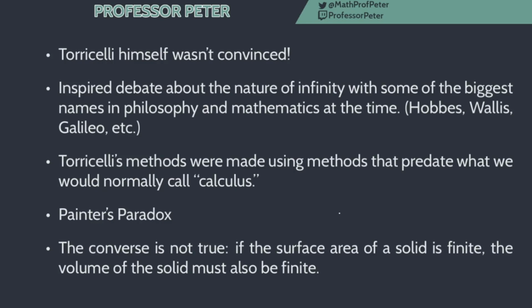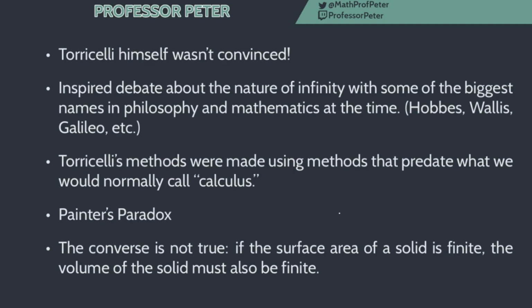This also inspired something called the painter's paradox, which is essentially this. Since we have a finite volume of this solid and an infinite surface area, you could imagine a painter, and you could say that they could fill this solid with a finite amount of paint. But since they can't ever coat this thing with paint because it's got an infinite surface area, that means that they can fill it with paint but never paint the outside of it itself. And that seems to be a paradoxical thing. So that's kind of a weird, bizarre situation.